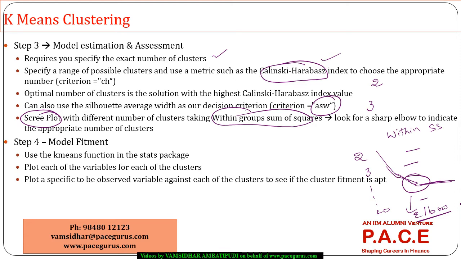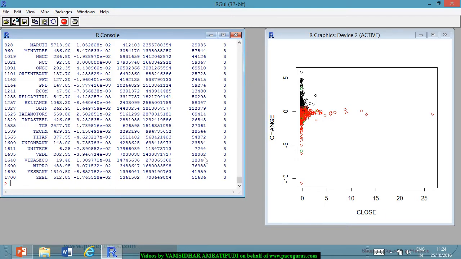But of course here we have relied mostly on the ASW mechanism to identify the number of clusters. And once we have identified the number of clusters, we fit the model using k-means. If you want, you can plot some specific variables or all the variables to find out which cluster fitment looks more apt. Here my third cluster is looking very apt with 72 observations, all of them coming from the biggest companies.